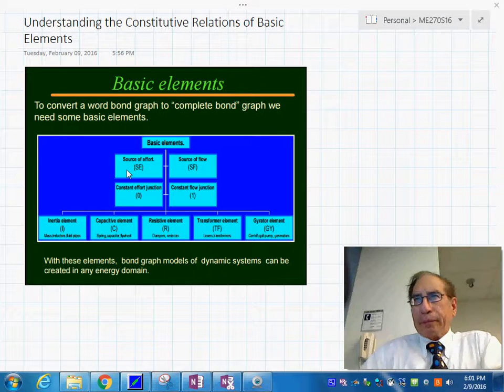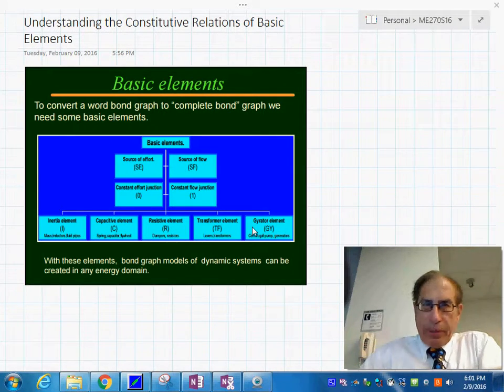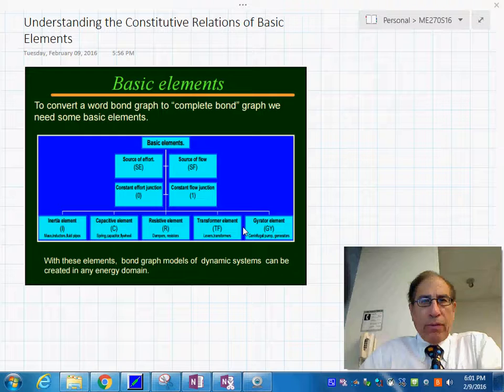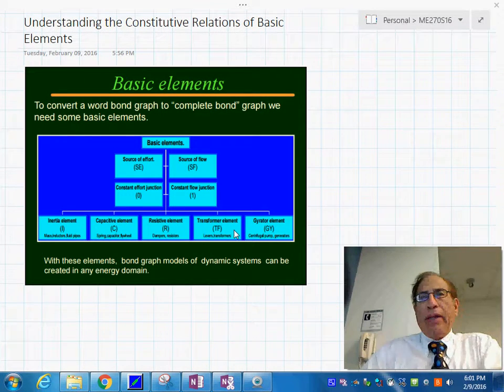You have 2 sources here. You have 2 connections, and you have 5 elements. So today we're going to go through the relationships of each one of them and see how each one of them is represented also in a bond graph form, and how each one is represented in the block diagram form. So let's begin.